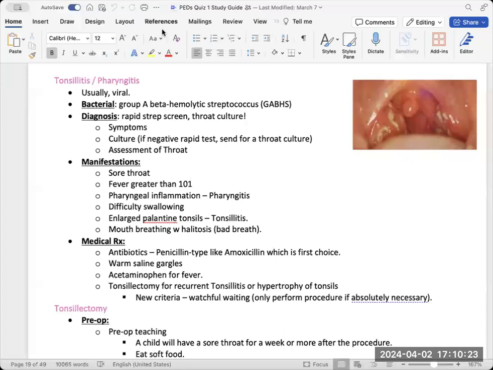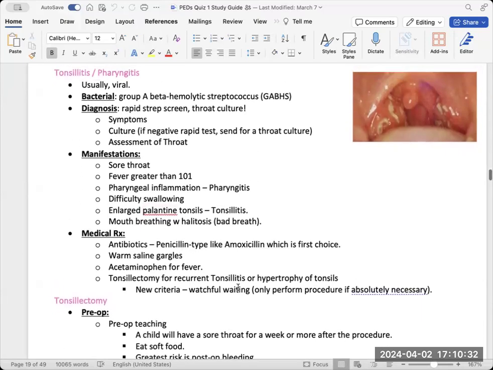And they're also going to have halitosis, which means bad breath, and they're going to be breathing through their mouth a lot. Medications, right? Well, we have to figure out what it's caused by. That's why we do a rapid strep screen and a throat culture. Is it bacterial in nature?